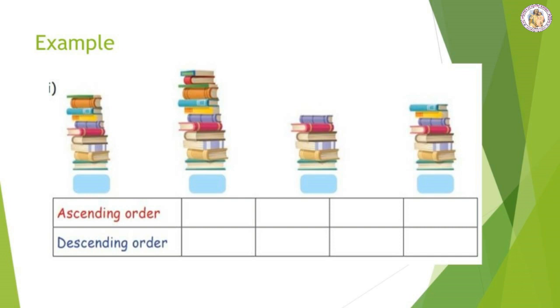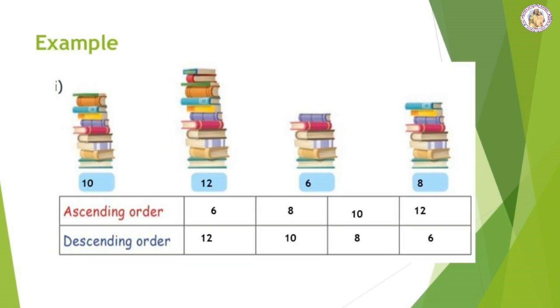Another example, here they have arranged the books in 4 sets. You have to count the number of books in each set and write them in the column, and using the numbers you have to arrange the numbers in ascending and descending order. Now you are ready to count the number of books in each set? Yes. In the first arrangement it is 10 books, and in the second one there are 12 books, and in the third arrangement there are 6 books, and the last arrangement is counted as 8 books.